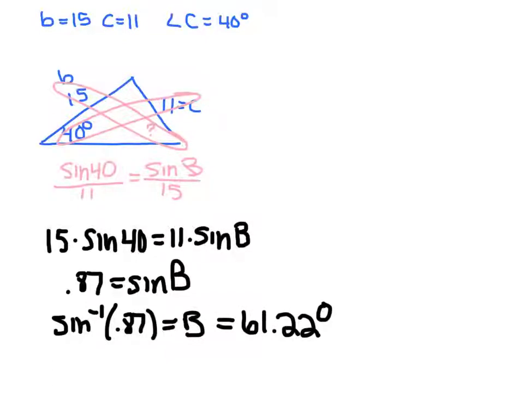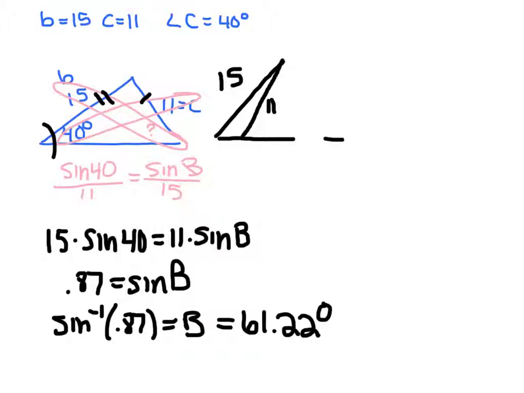Okay, but I need to think. This was a side-side-angle problem. And so I don't actually know which triangle I have, so I could have 40 and 15 and 11, or I could have 40, that's 40, and this is 15, but the 11 goes this way. That's not very to scale, obviously.